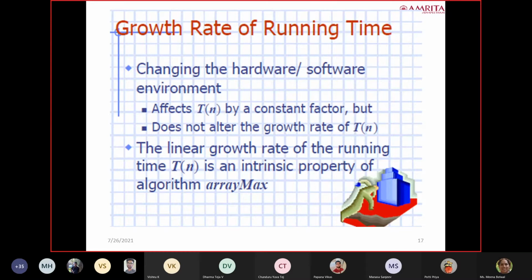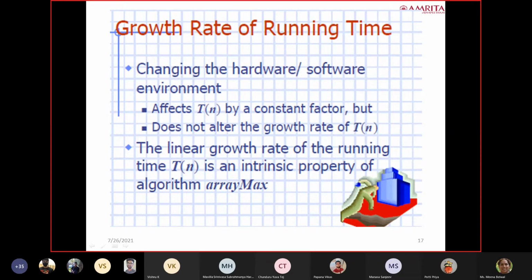Changing the hardware and software is definitely going to change the overall running time. If you have an efficient processor, a better processor, your total execution time will be less. But we are talking about the growth rate of the algorithm. That will not change. The machine does not alter the growth rate of T(n). So the linear growth rate of the running time T(n) is an intrinsic property of the algorithm arrayMax.